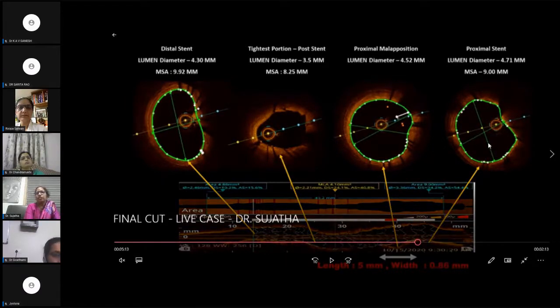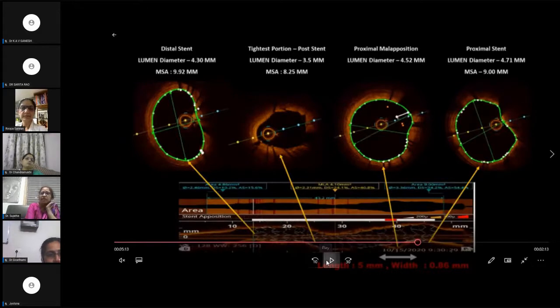So we decided, though we dilated distally with a 3.5 and proximally with a 4, to go ahead and correct this malapposition by using a 4.5 balloon. Clearly you can see in red here, and on the rendered stent also, you can see the malapposition clearly, and I've shown it here. This is the malapposition.